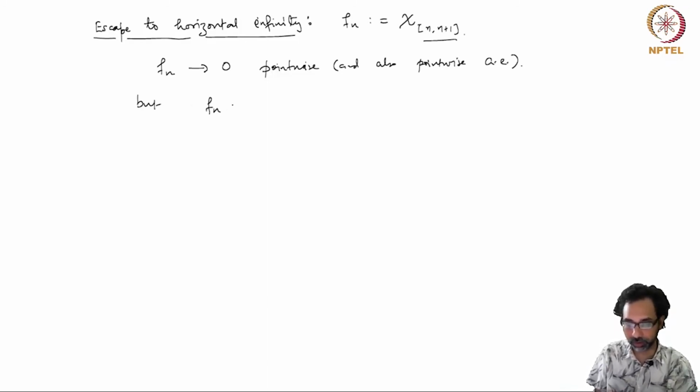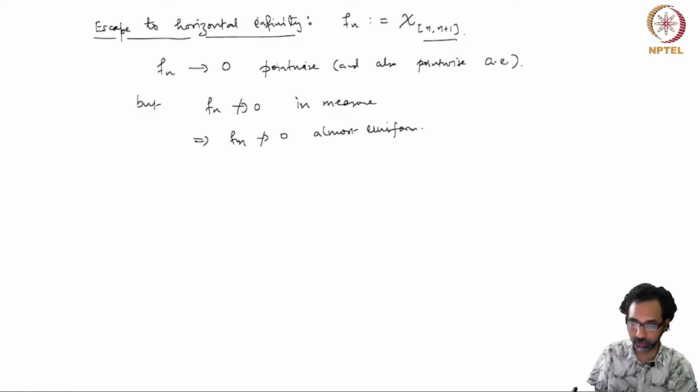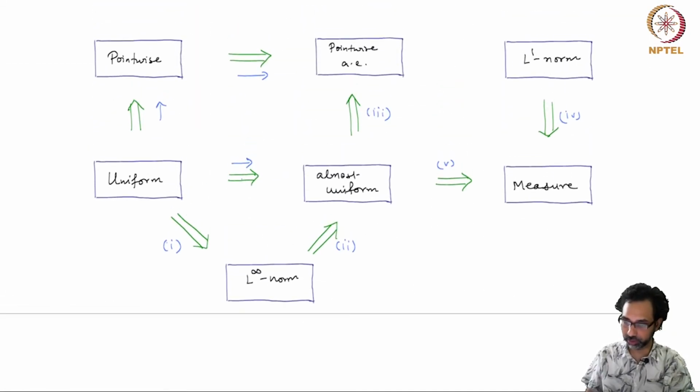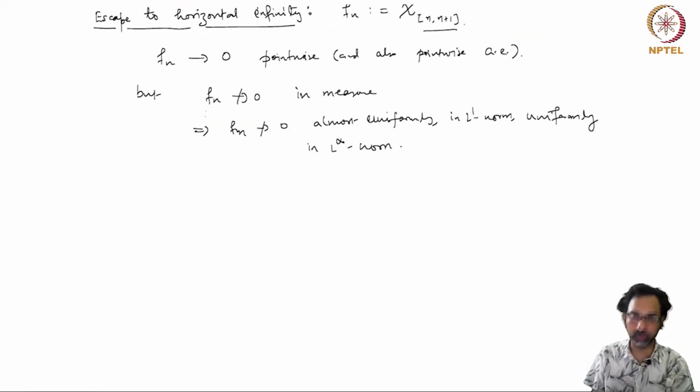let us show that fn does not converge to 0 in measure, and so this would imply that fn does not converge to 0 almost uniformly, in L1 norm, uniformly, in L infinity norm as well, because the measure convergence is implied by almost uniform, L infinity as well as L1. So if it does not converge in measure, then it does not converge in any of these 4 modes. So let's see why it does not converge to 0 in measure.